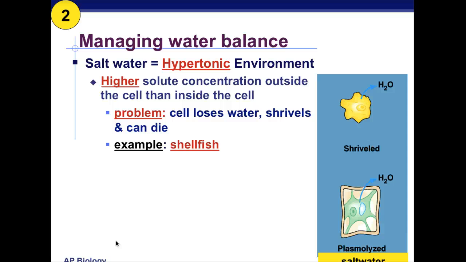Shellfish, like clams and oysters, can live in saltwater environments. What they do is they actually take up water. Instead of pumping water out like the paramecium, they actually pump water in. Or they have salt pumps that will get rid of the excess salt inside of them.